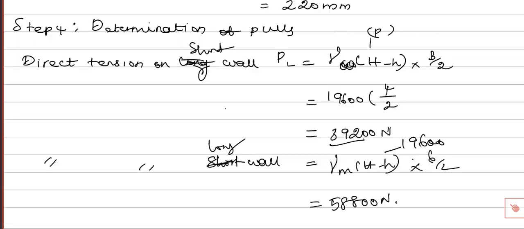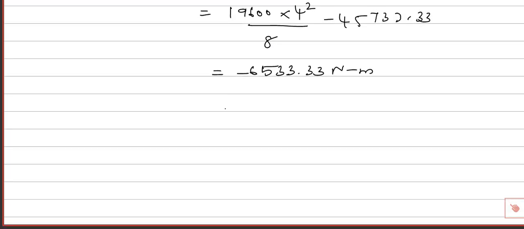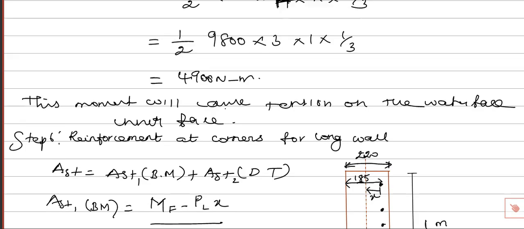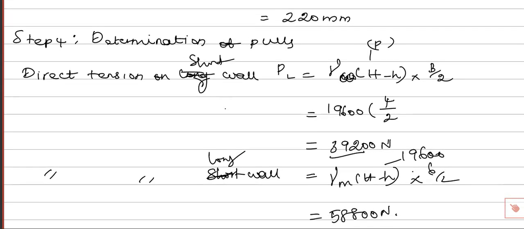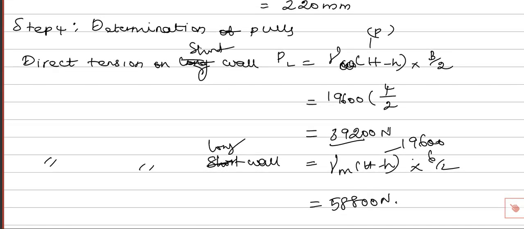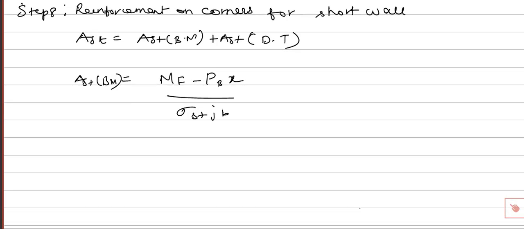Go to step 4 again. Actually here it is mentioned short wall, actually it is long in the previous video, I'm sorry about this. This is actually short wall only. A little bit of confusion. So here you can get for short wall what the direct tension is, 58,800 Newton. So now P is equal to 58,800.